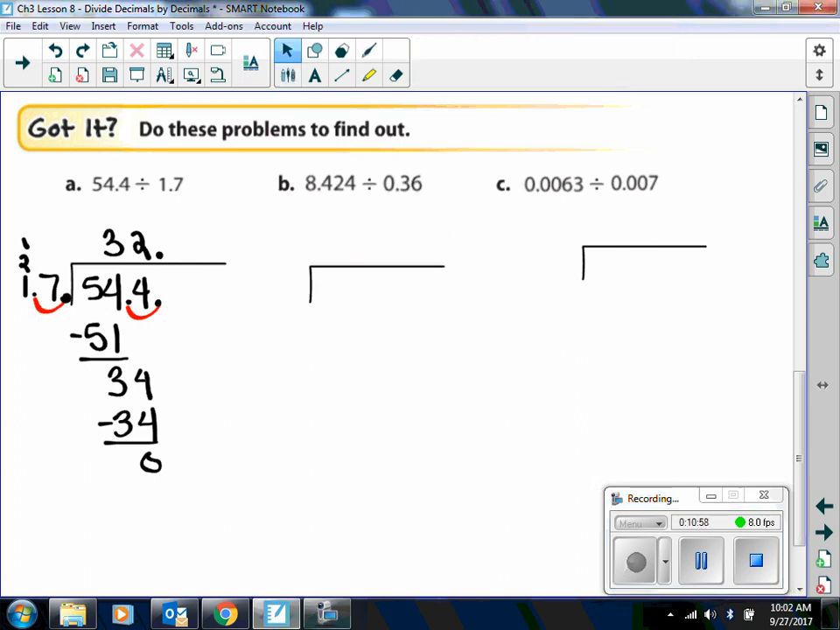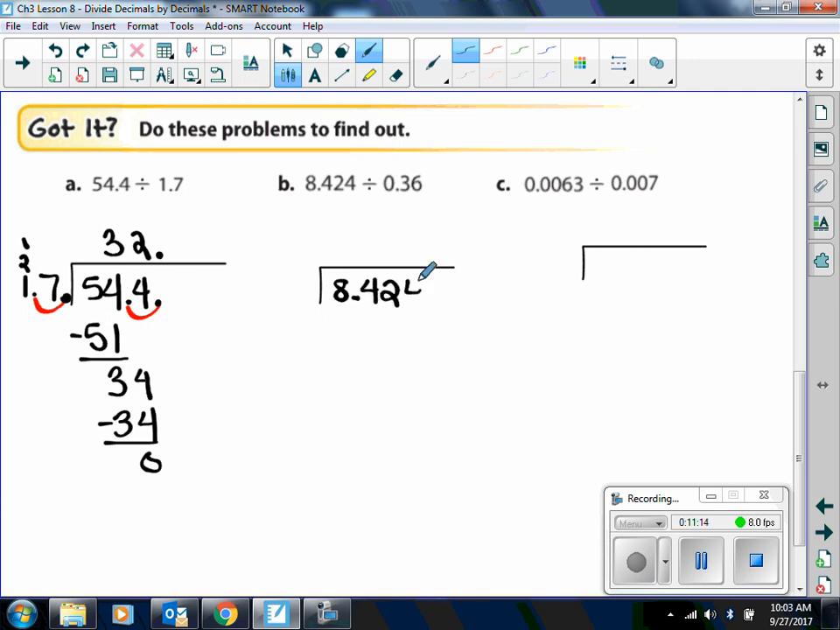Okay? So, example B, our dividend goes under the house, so that's going to be 8 and 424 thousandths, right? And then we're dividing by 36 hundredths. So how many times am I going to move the decimal in the divisor to make it a whole number?